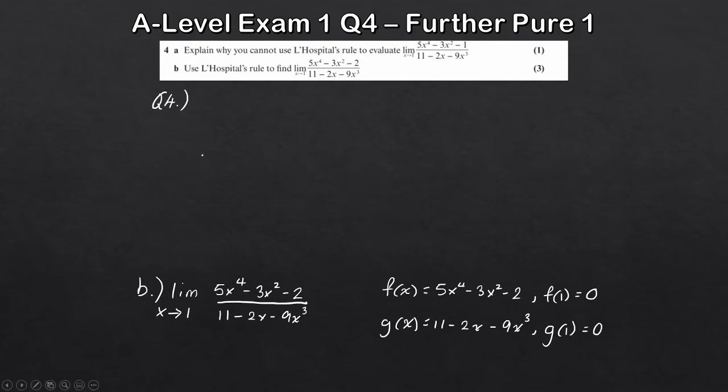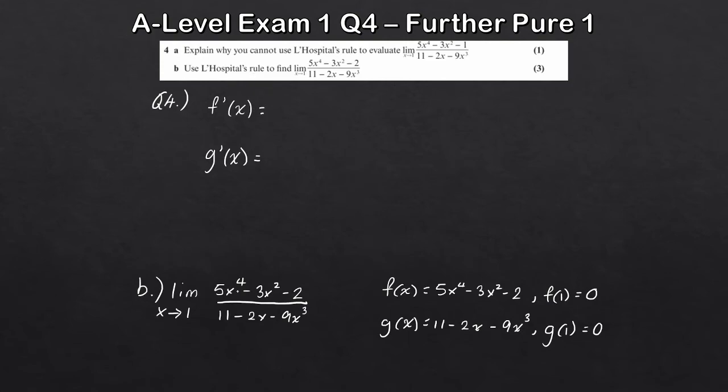Now, because it's in the correct form, what we can do is differentiate f of x and differentiate g of x. So make sure you do them separately. We're not applying the quotient rule, we're just doing it separately. So f prime of x and then g prime of x. And then we'll evaluate f prime of x at 1 and g prime of x at x equals 1 as well.